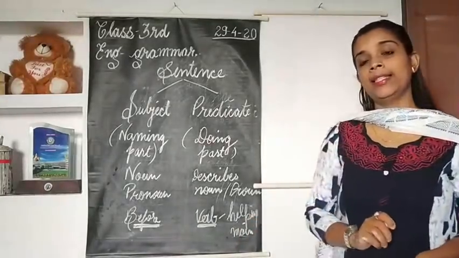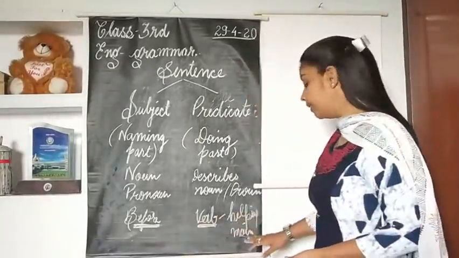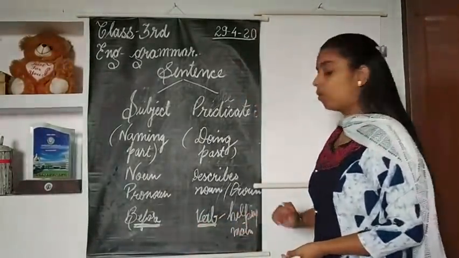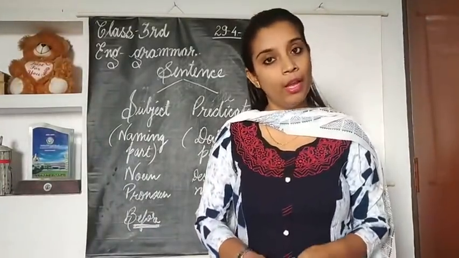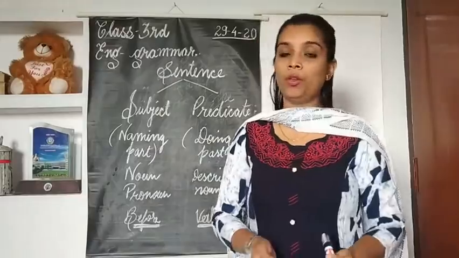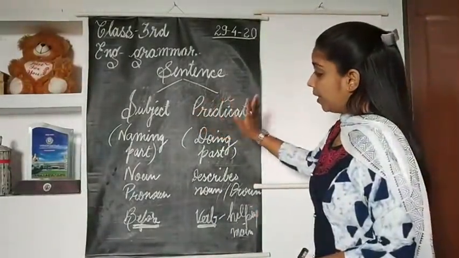In class 2nd, in the sections where I have taught grammar, I explained to you about helping verb and main verb. Helping verbs are also known as auxiliary verbs and there are 24 auxiliary verbs which I have already explained to you all in class 2nd. So, subject and predicate.